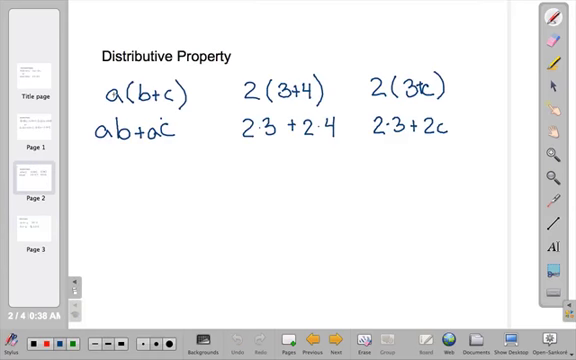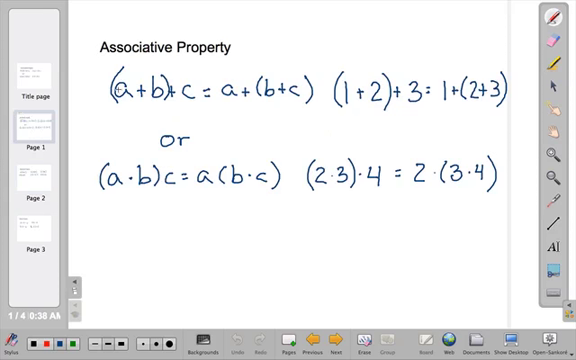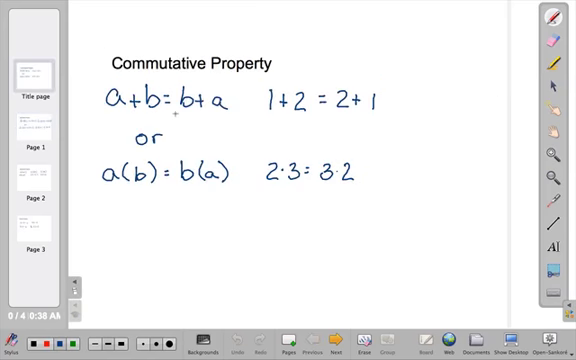The distributive property has to do with sharing the number on the outside of the parentheses with the numbers on the inside of the parentheses. The associative property has to do with grouping for both addition and multiplication. It doesn't matter what order we group numbers in, we still get the same answer. And the commutative property has to do with the order that numbers are in for addition and multiplication. It doesn't matter what order we put them in, we're still going to get the same answer.